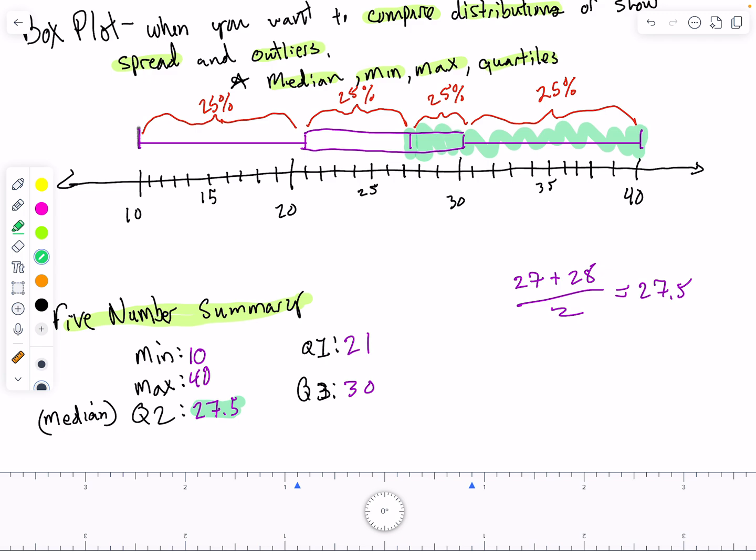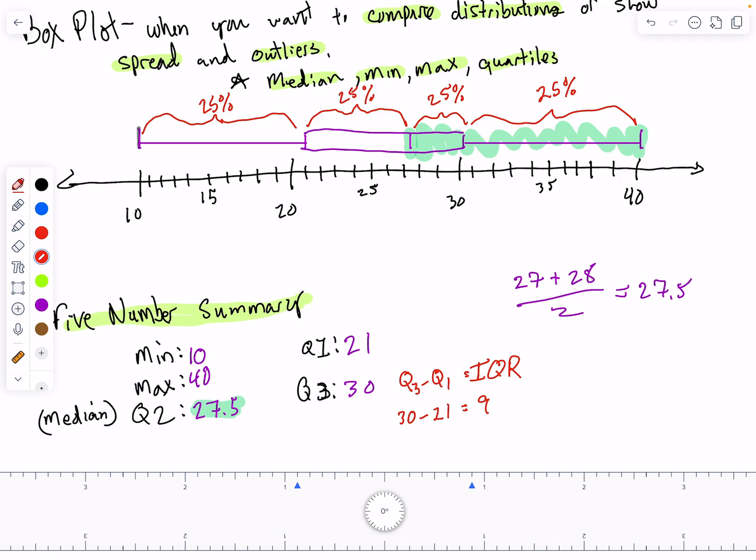Okay? The other thing that we want to talk about is the IQR, the interquartile range. So if you remember, IQR, all it is, it's your Q3 minus your Q1. In this instance, the interquartile range is 30 minus 21. So our interquartile range is 9.